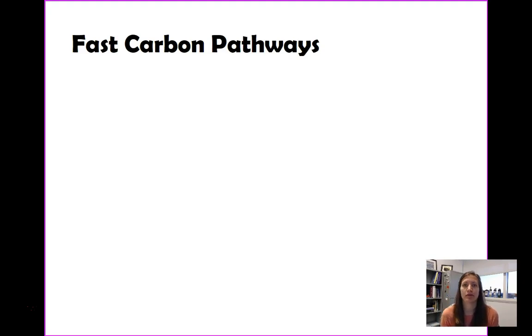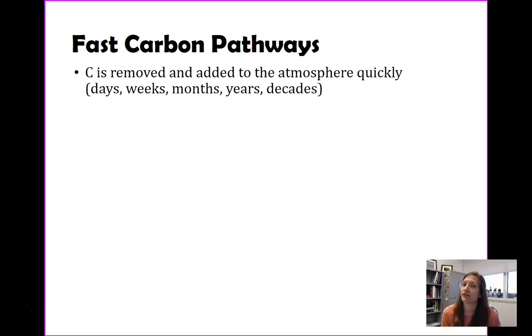Now the way carbon moves, scientists have classified it into 2 major pathways, fast carbon pathways and slow carbon pathways, mainly to describe how quickly carbon is moving from one place to another. So when we talk about a fast carbon pathway, this is saying that carbon is removed and added and moved quickly. It says to the atmosphere, but really to any of those places. So to the oceans, to soil. And by fast, we mean whether it's seconds, minutes, days, years, decades.